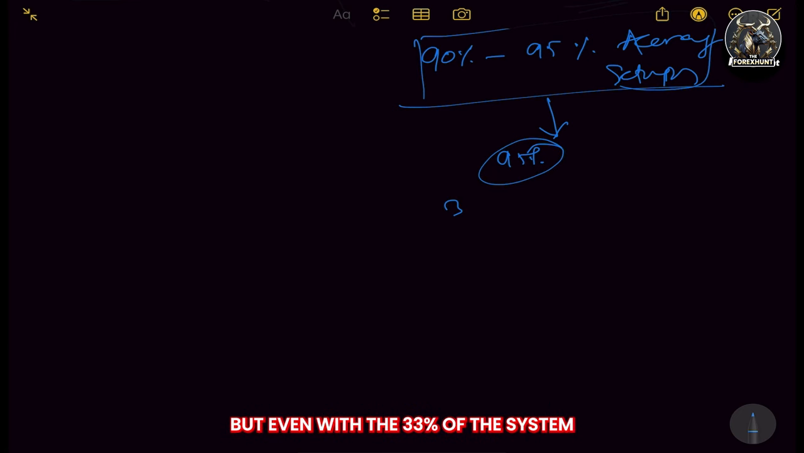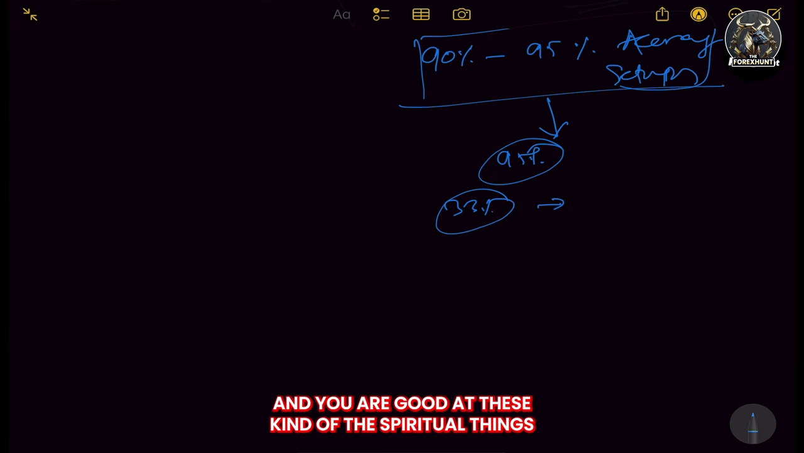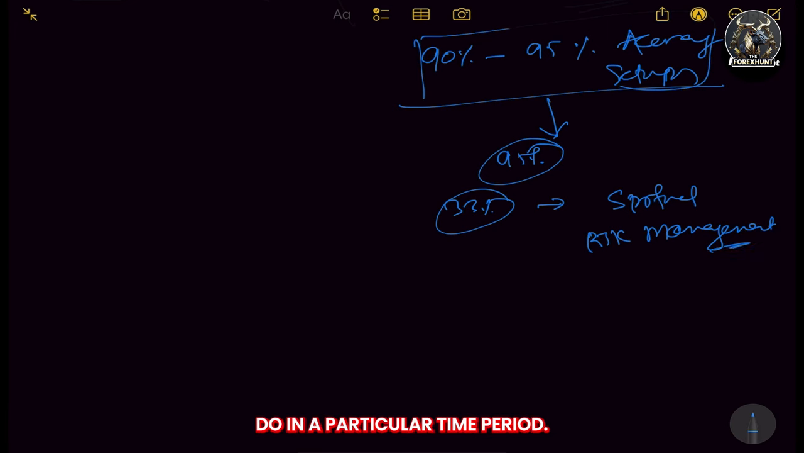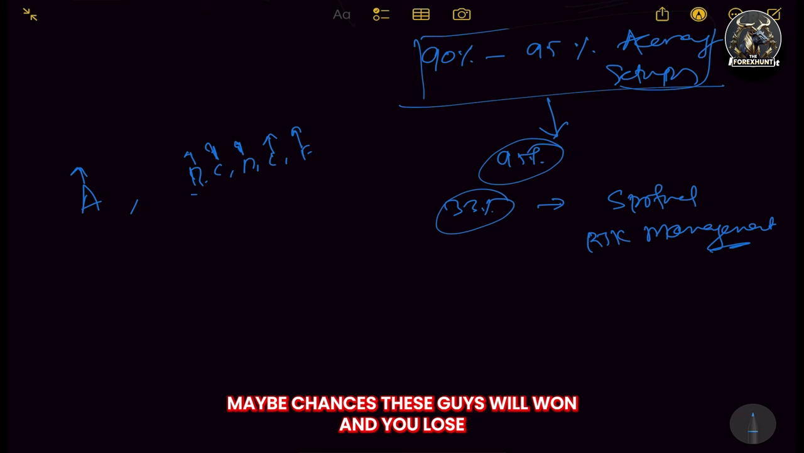But even with a 33% accuracy system, if you are good at these kinds of spiritual things and risk management, and you understand what the market wants to do in a particular time period, because the market is run by a number of individuals working together, but they do not disclose what they want. As a trader, let's say you are trader A, and all the others, B, C, D, E, are working on their own setups. Maybe chances are these guys will win and you lose.